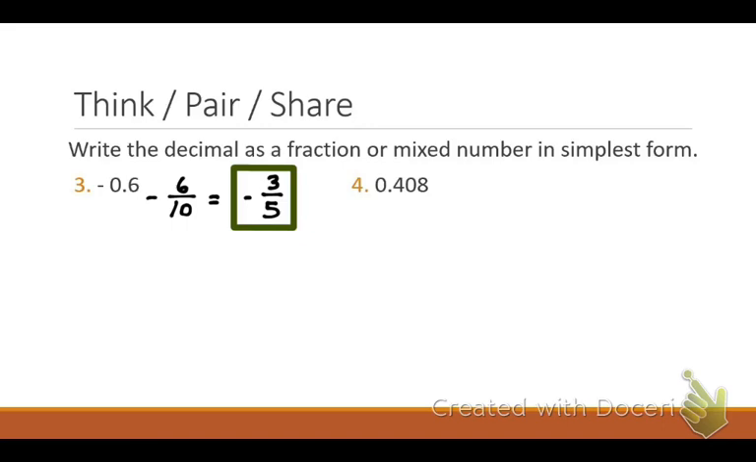Okay, so the way that we did that is you are just dividing the same number on top and bottom. I'm dividing this by 2. And I have to do the same, divide this by 2. So that's how you get the 3, and that's how you get the 5.